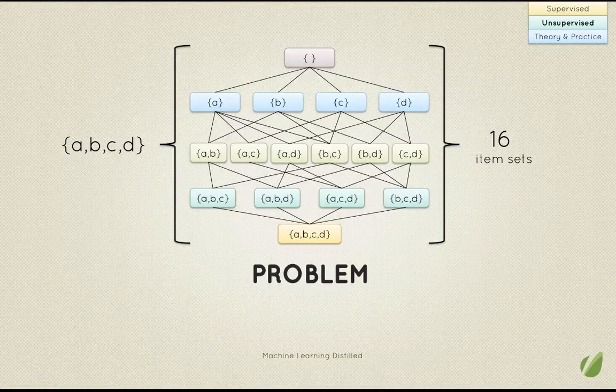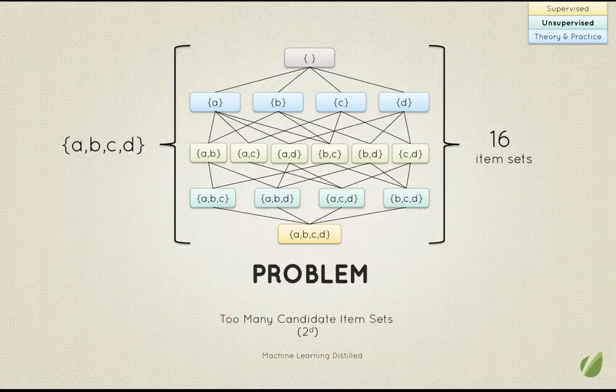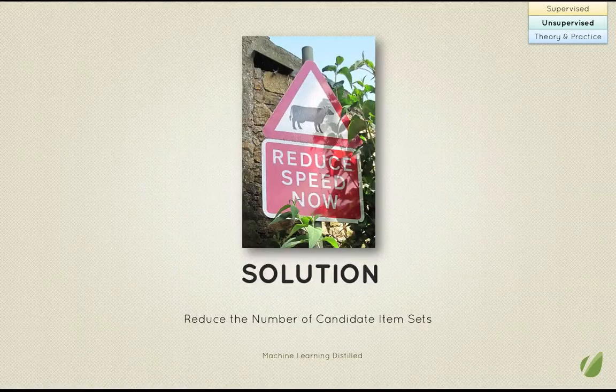Do you see the problem? By adding simply 1 more element to our initial set, we've doubled the size of the candidate item sets. It turns out that in this case, the number of candidate item sets is 2 to the d, where d is the number of things in this initial item set. This means there are way too many candidate item sets if we have any significant number of items. What's the solution to this?